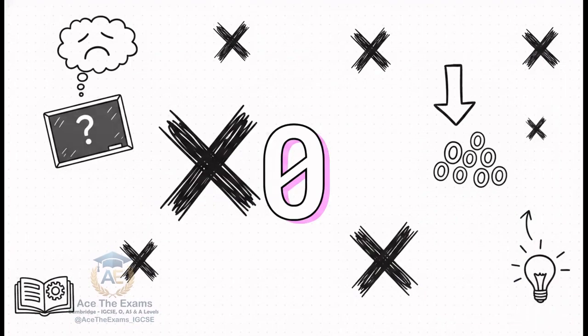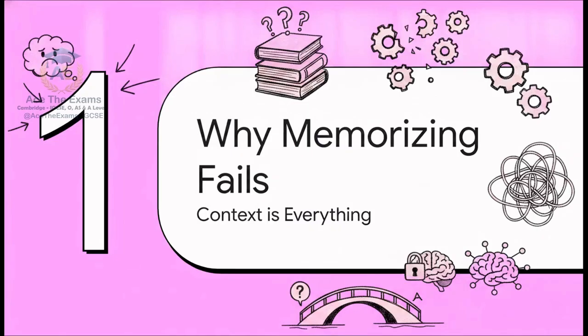But here's the harsh reality. Writing that exact sentence in your exam will earn you precisely 0 marks. A big fat 0. Let's look at exactly why this happens and how we can fix it. Part 1. Why memorizing theory fails.